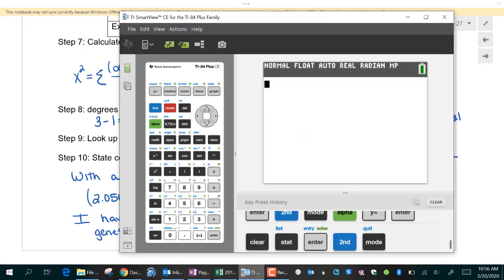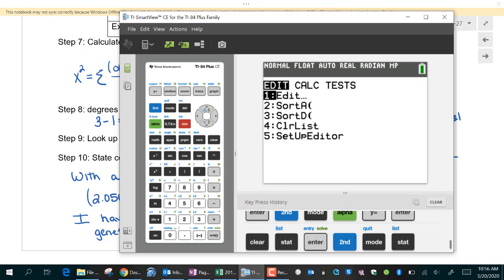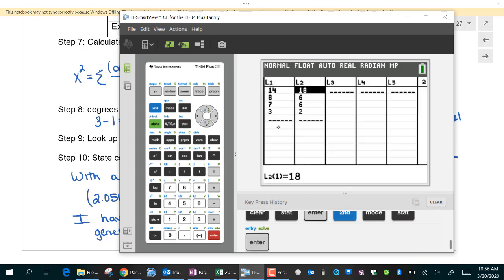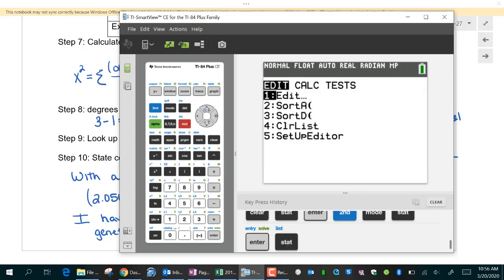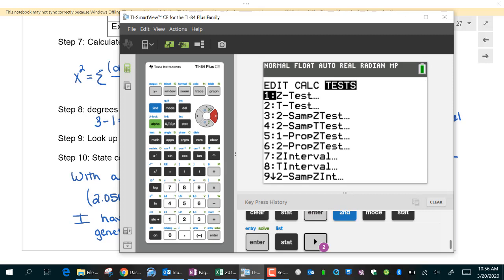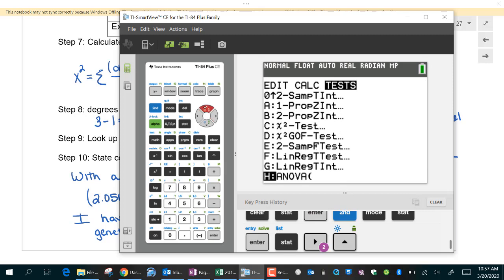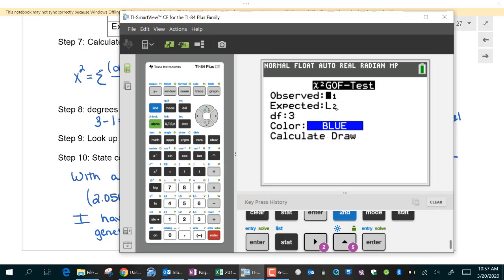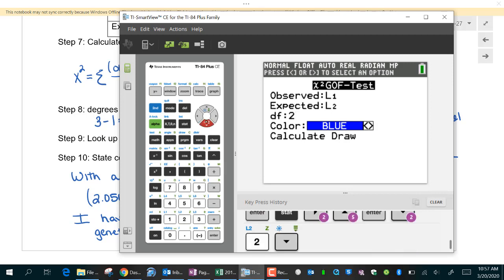So I'm going to open my calculator up, go to Stat, Edit. In L1, I put the observed data. In L2, I put the expected data. Now we go back to Stat, over to Test. I'm going to arrow up because I want to get to the bottom here. I'm looking for chi-squared goodness of fit test. Remember, this one also works for our chi-squared homogeneity test as well. So observed L1, expected L2. In this case, I have 2 degrees of freedom.